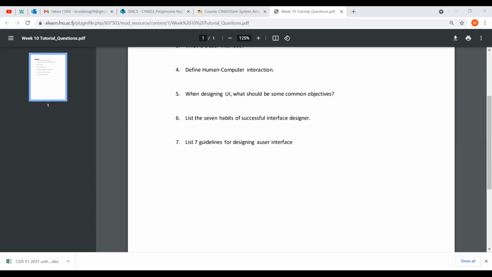The word productivity means the amount of output you get as per the level of input. So if you put in, let's say, 2 buckets of water, the output is 4 buckets of water. That's productivity. Next point, provide users with help and feedback.